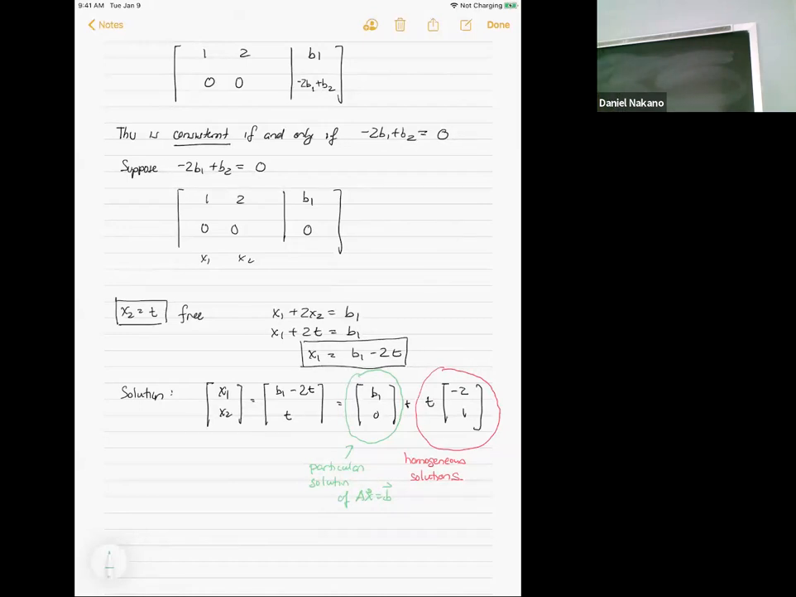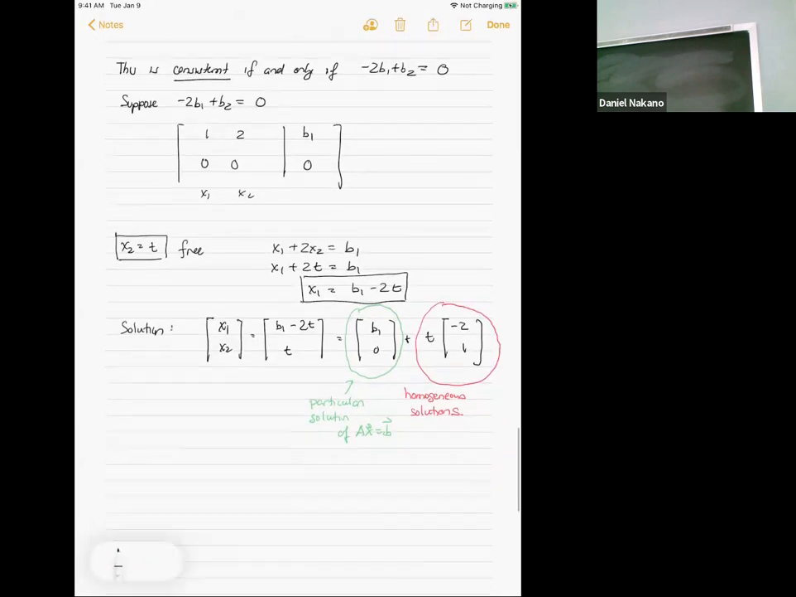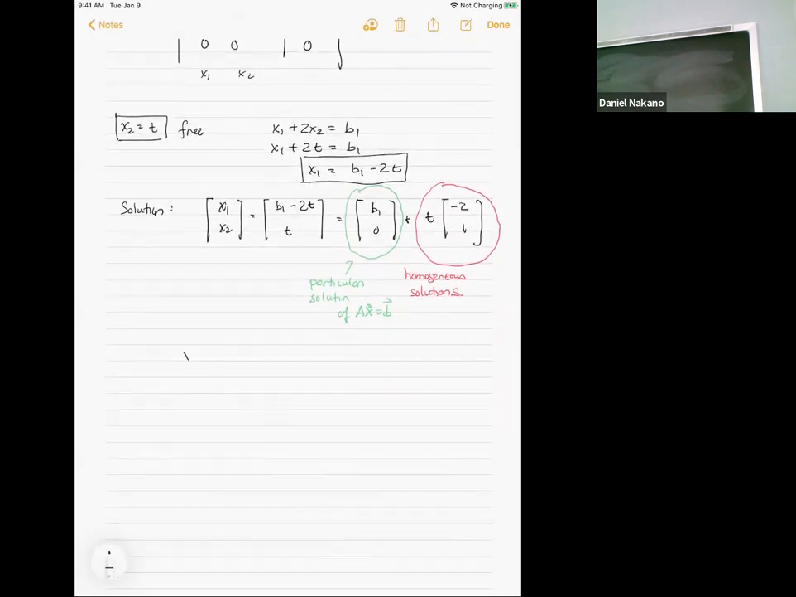So let me actually write this out a little bit more carefully. Let's go back to the black here. So our solution here, X, is a particular solution X of P plus X of H, where X of P is a particular solution and the homogeneous part is in the null space of A. So we just take all things in the null space and then we add a particular solution, we get all solutions that way.